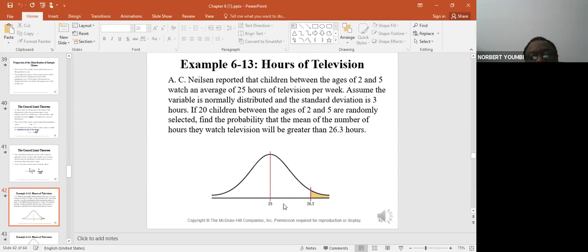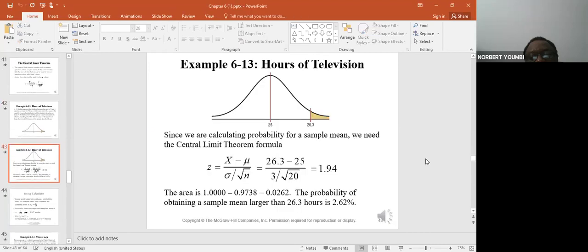If 20 children between the ages of 2 and 5 are randomly selected, find the probability that the mean of the number of hours they watch television will be greater than 26.3. So here we are dealing with the sample mean of 20 individuals. So n equals 20.